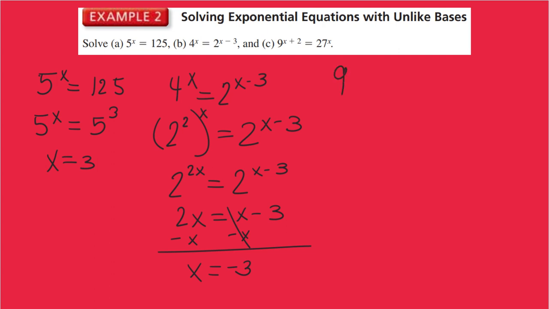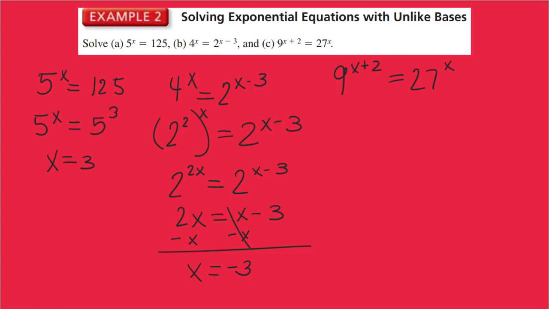C, I have 9 to the power of x plus 2 equals 27 to the power of x. No whole number as a base will give me 27 with any exponent. A lot of students confuse this and say that this is 9 to the power of 3. This equals 729, not 27. So do not make that mistake.